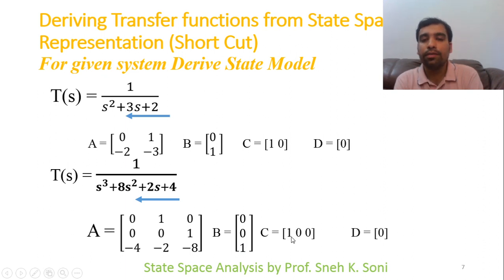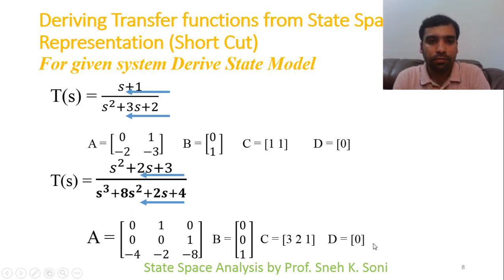C, first element will be 1, other elements will be 0, so it is 1 0 0, and D will be 0. Fine. Now let's go for the third category. In this I have numerator as well as denominator. So you can see here (s plus 1) upon (s square plus 3s plus 2), again it is a 2 cross 2 matrix. Matrix A will be 2 cross 2 because the order is 2.